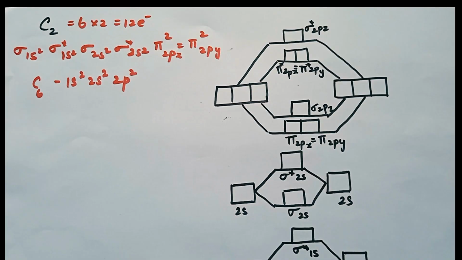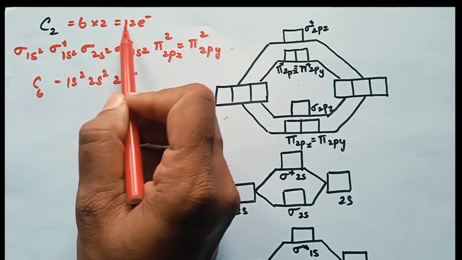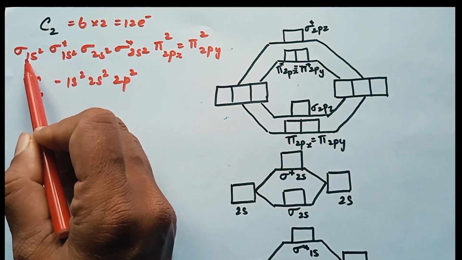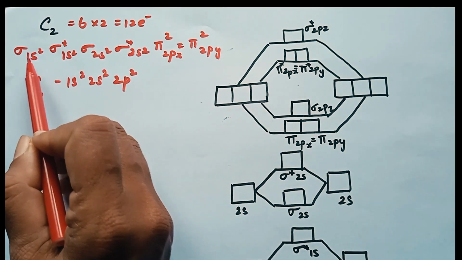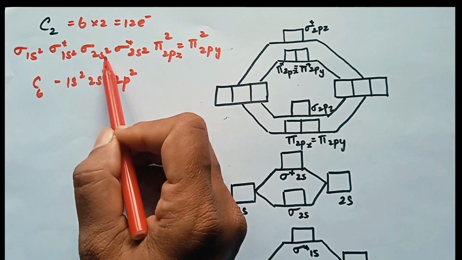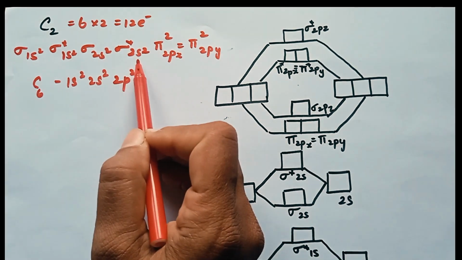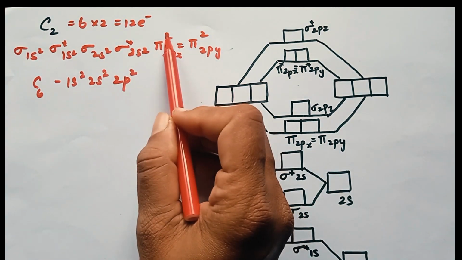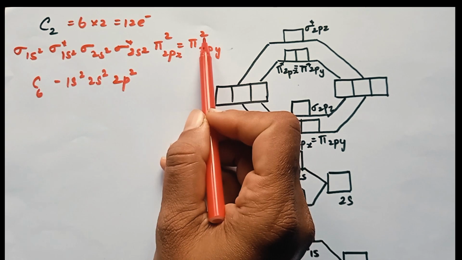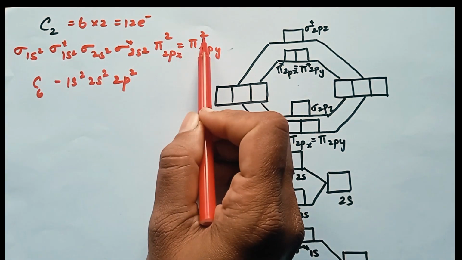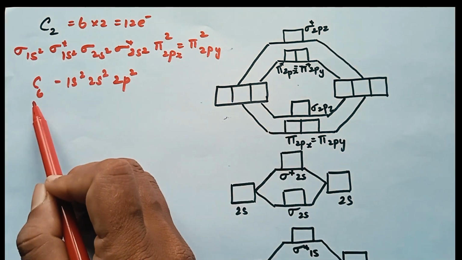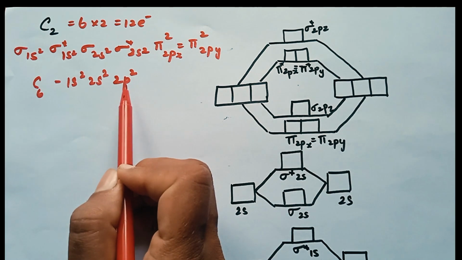Now we will see for carbon. The total number of electrons is 12; 6 into 2 is 12 electrons. So the electronic configuration will be sigma 1s2, sigma star 1s2, sigma 2s2, sigma star 2s2 and pi 2px 2 electrons, pi 2py 2 electrons. So the total comes to 12. The atomic orbital configuration is 1s2, 2s2, 2p2.